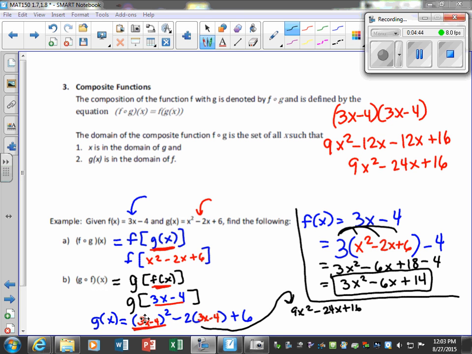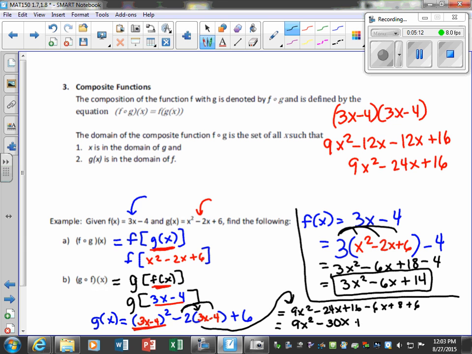Now we pick back up over here because we've got to continue this. So I want to distribute this negative 2, so that's minus 6x plus 8 plus 6, and then add all those like terms. When we add all those like terms, we get 9x squared minus 30x plus 30. Let's double check that.